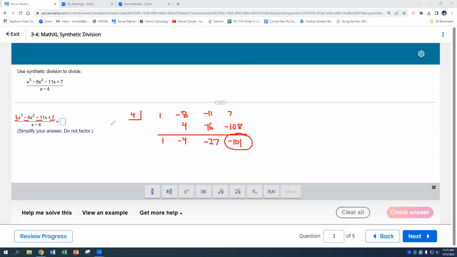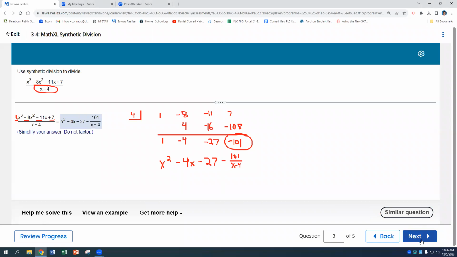Right over here, we had x to the third, so we're going to start off with x squared. So it's going to be 1x squared minus 4x, and then minus 27. And then we have a remainder, so I'm going to do minus 101 over x minus 4. We're putting it over x minus 4. So let's put our answer in. That's going to be x squared minus 4x minus 27 minus 101 over x minus 4.